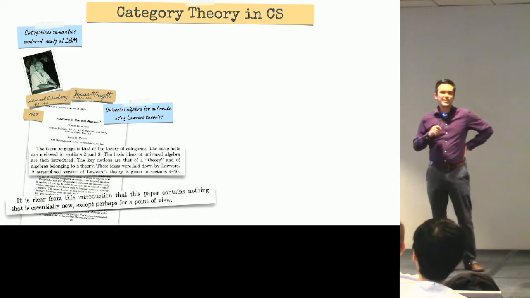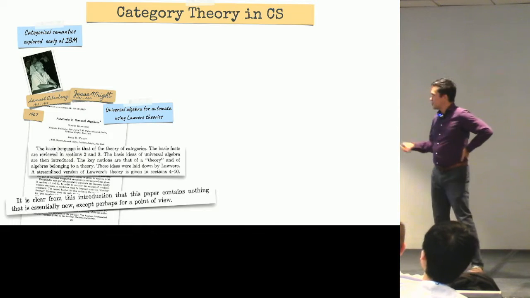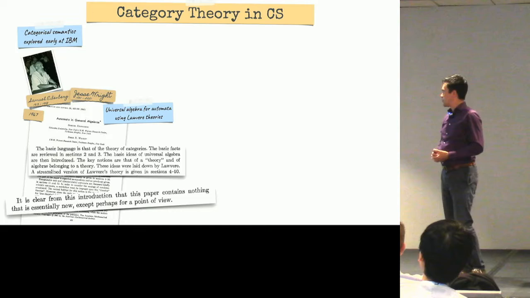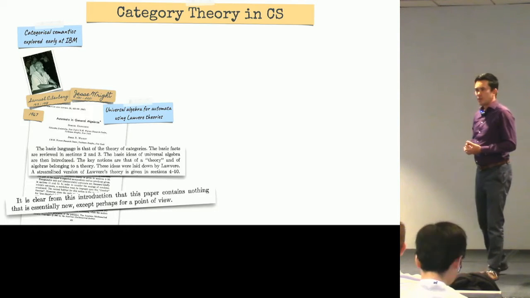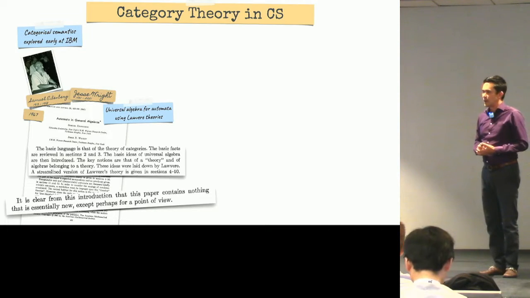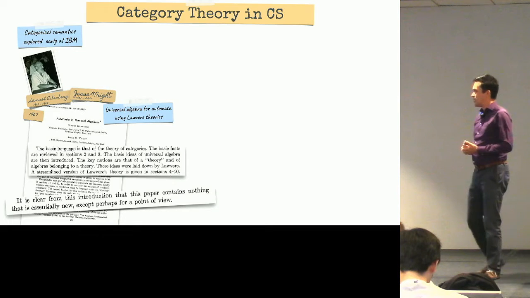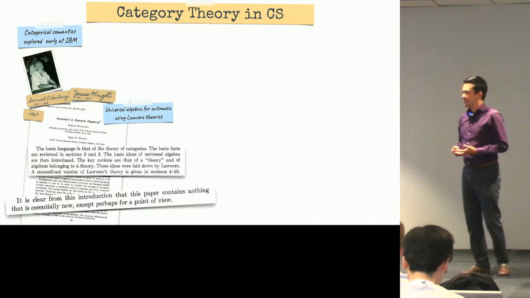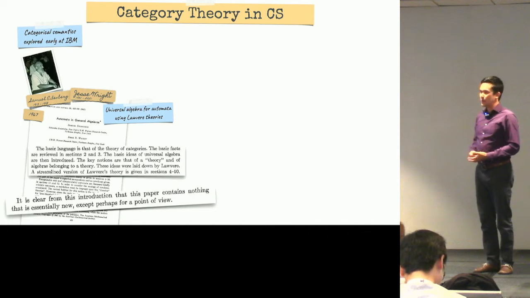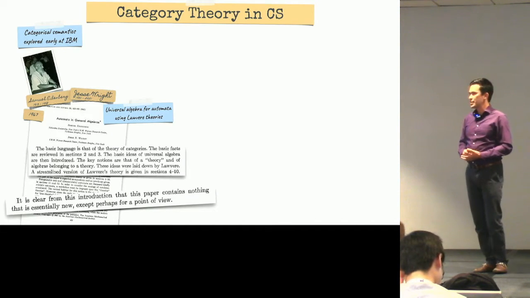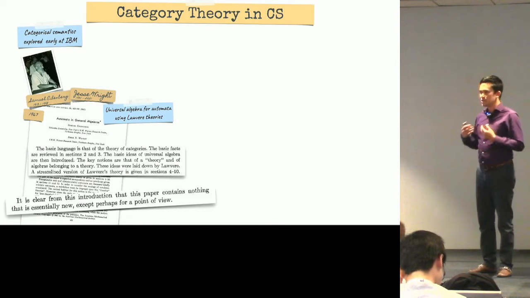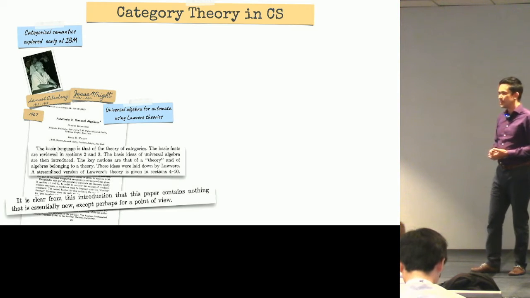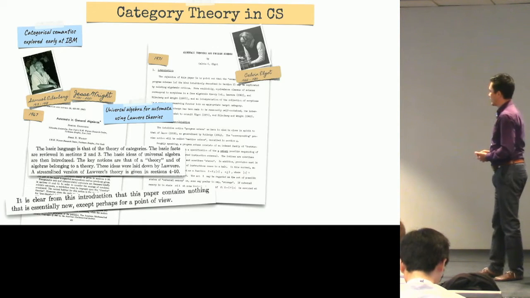What I find interesting is this little clip from the paper which says, it's clear from this introduction that this paper contains nothing that is essentially new, except perhaps for a point of view. So, when I write papers that have some category theory in it and the reviewers say, there's nothing new in this paper, the point is the point of view that's the new contribution to these things, and that has been all along for a lot of these important papers. So sometimes just seeing a piece of research from a new perspective sheds enough light on something to make it clearer, and I think that's a very valuable contribution. So that's what they were saying right from the beginning.